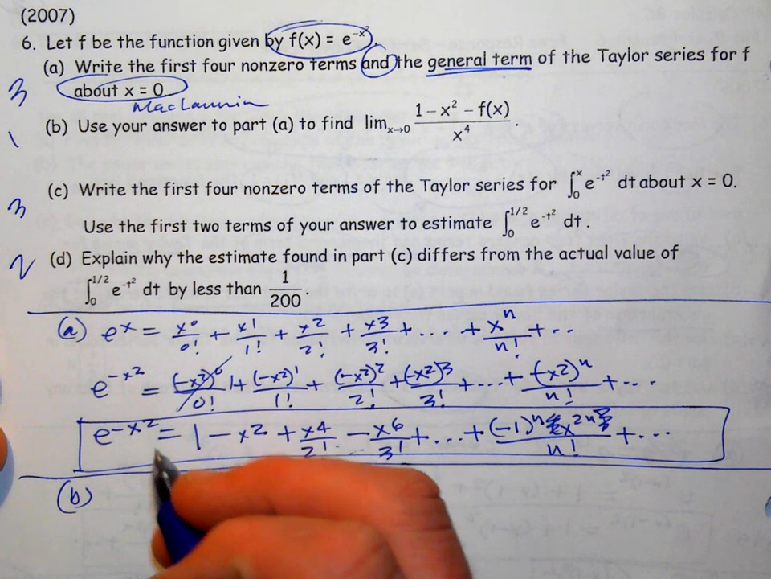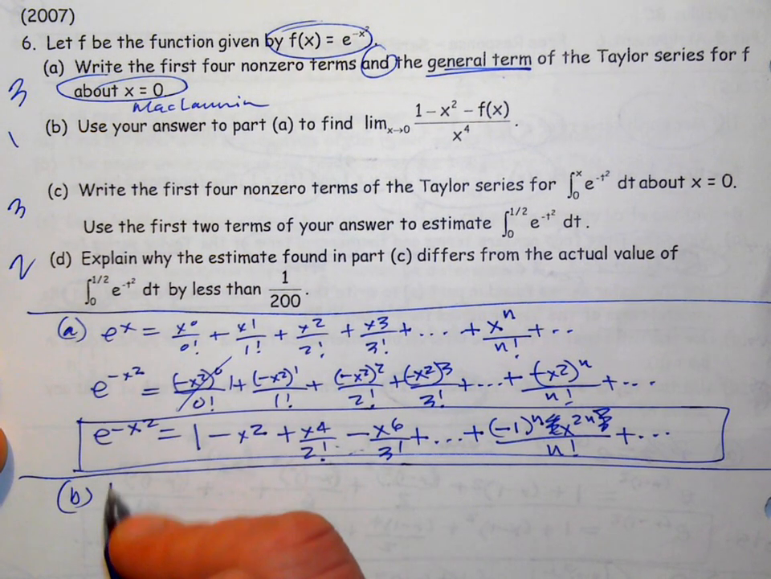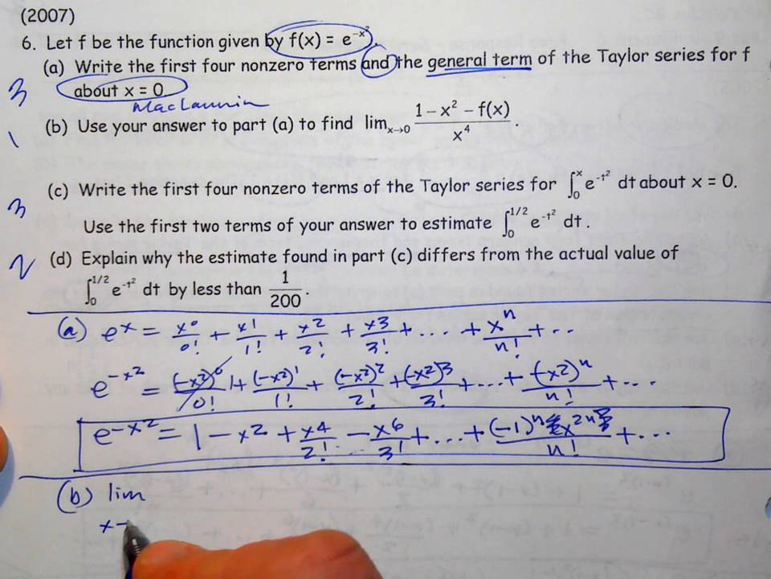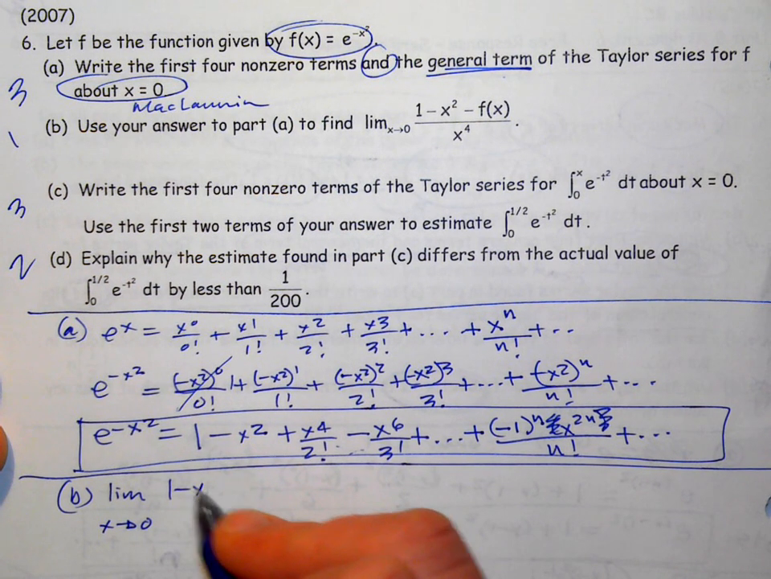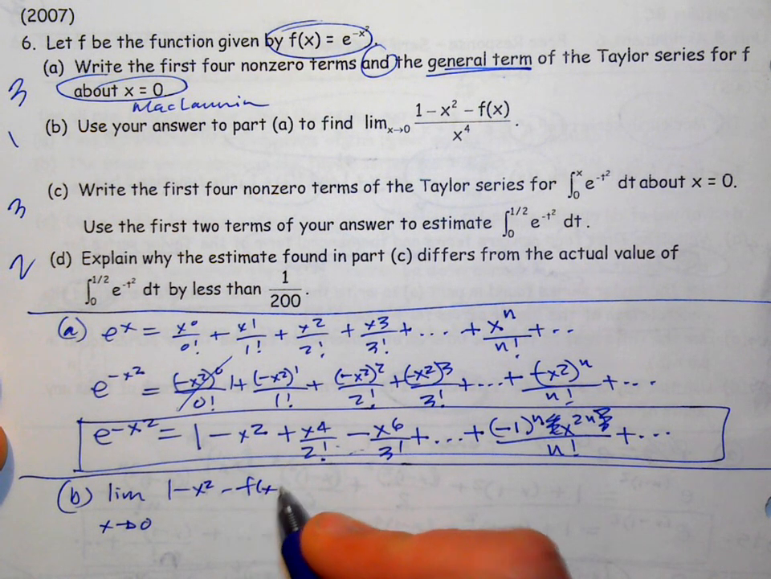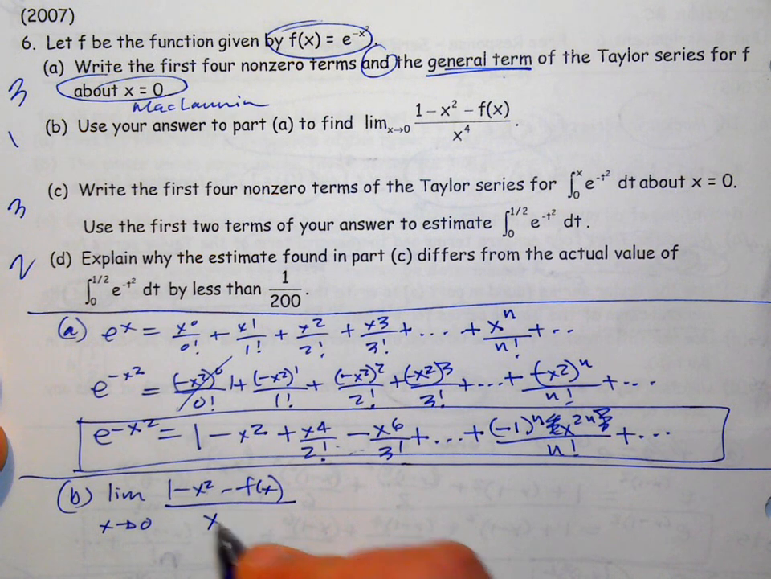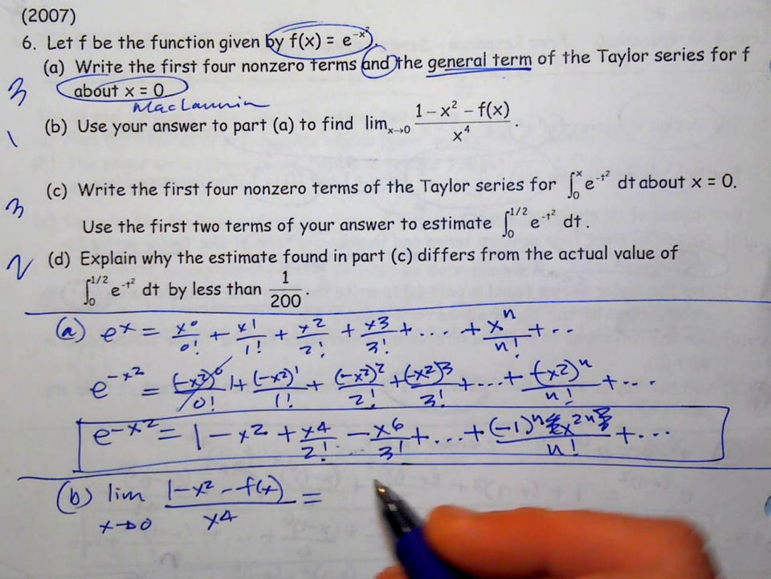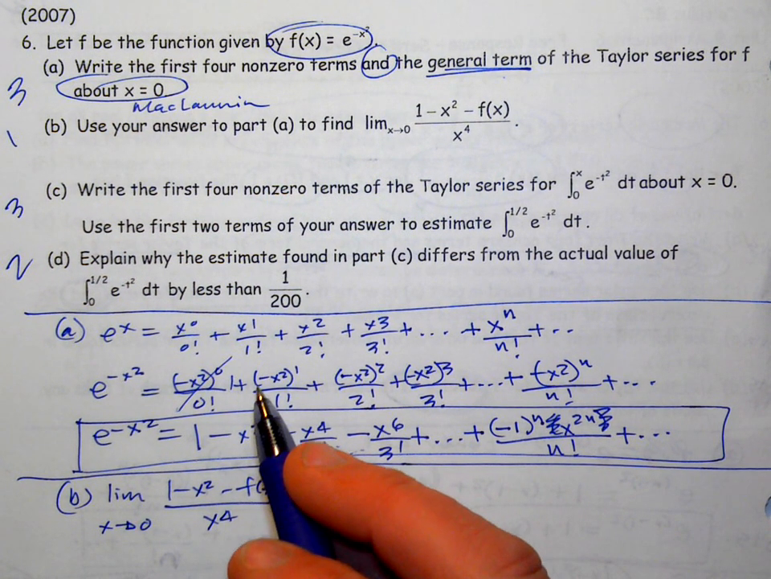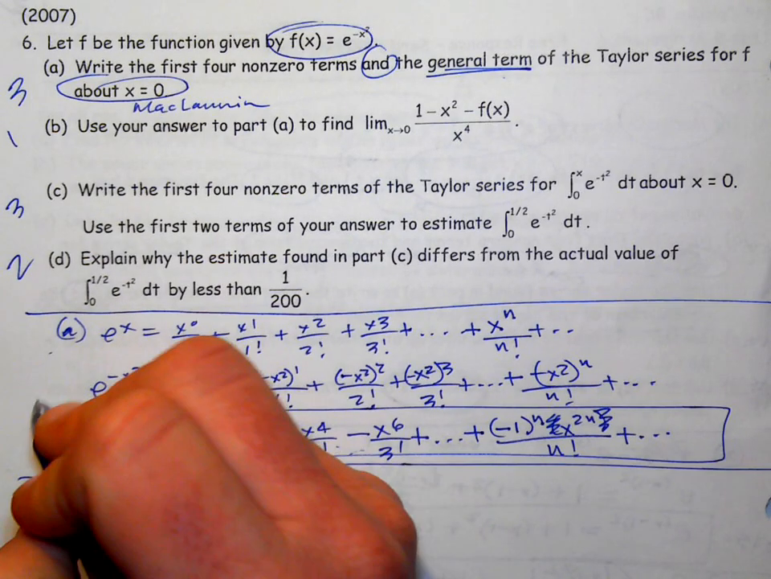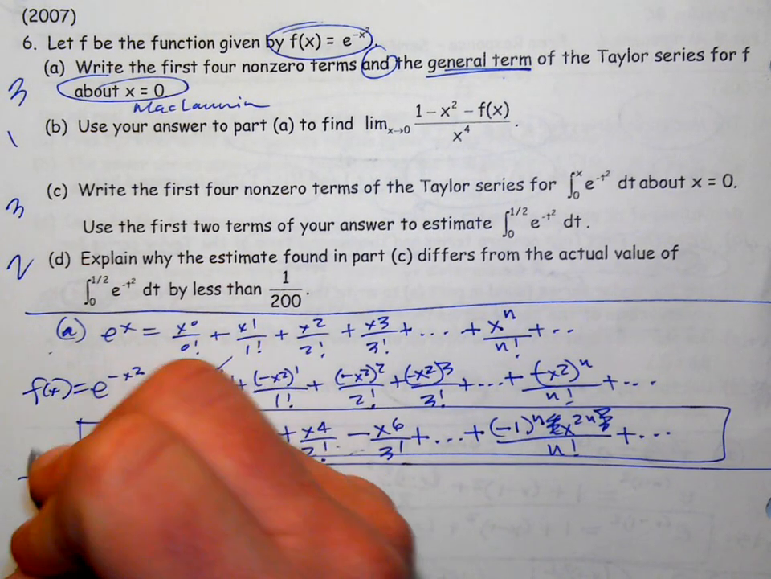B, use your answer on part A. Now this is worth 1 point, which means it's probably some kind of weird question. Don't stress too much about it. Don't spend a lot of time on it, but try it. And if it feels like it's taking a long time, come back to it later. Now, this involves f of x, which is what we just found.